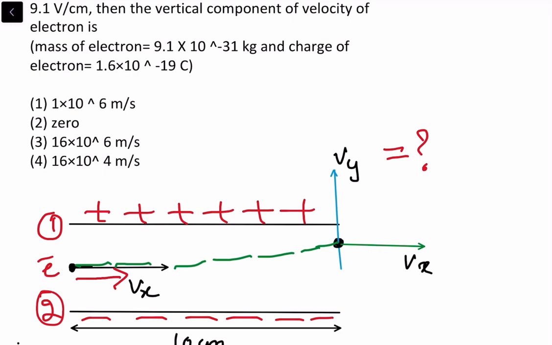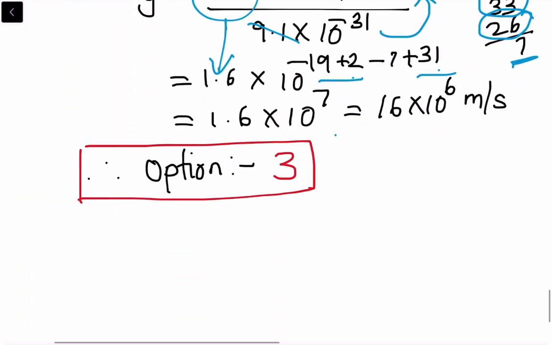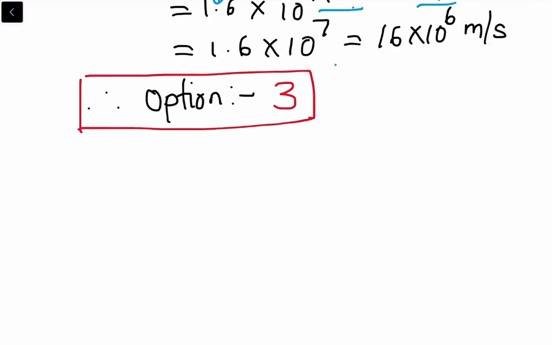So we need to convert that 1.6 to 16, and then we will get, this is the one, that is 16 into 10 to the power of 6 meters per second. So this is option 3. So the answer is 16 into 10 to the power of 6 meters per second. That is option number 3.